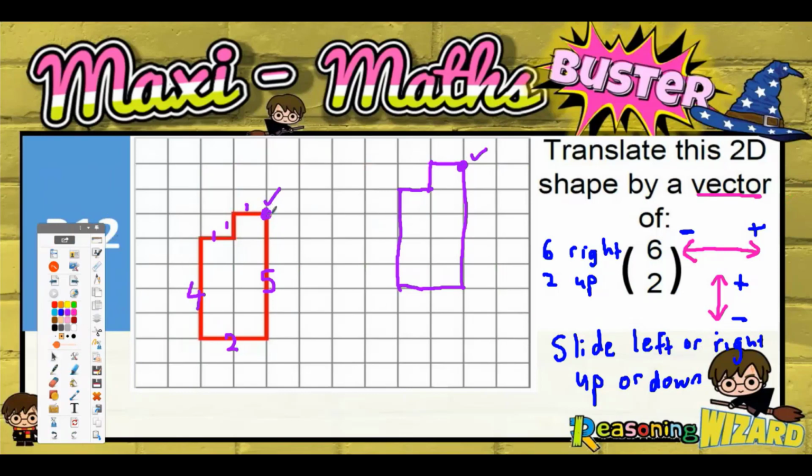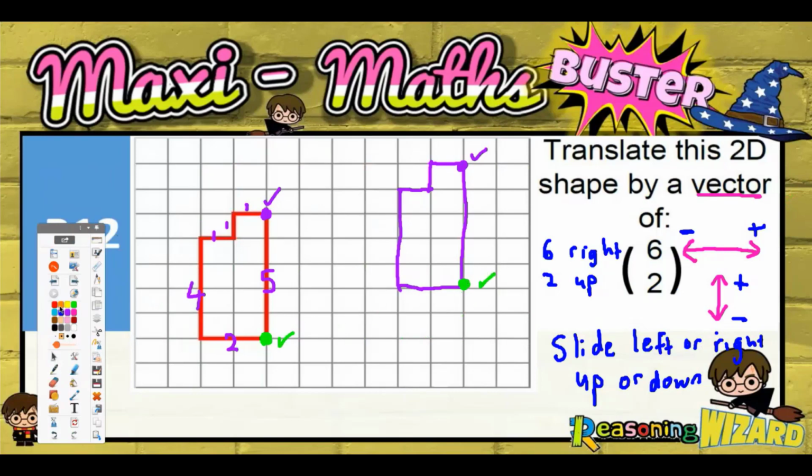Now, we did the top right corner, but we could pick another pair of corresponding corners to double check that it's done the same instructions. So let's say we pick the bottom right corner. This is the bottom right corner, the new shape. This corner should also have gone 6 right and 2 up to get to here. So let's just double check. 1 right, 2 right, 3 right, 4 right, 5 right, 6 right, and 1 up, 2 up. So that corner works as well.